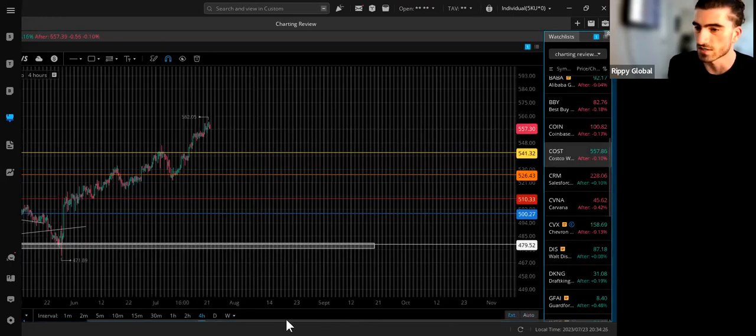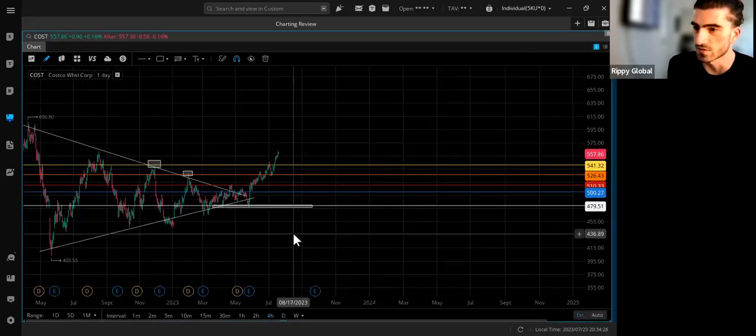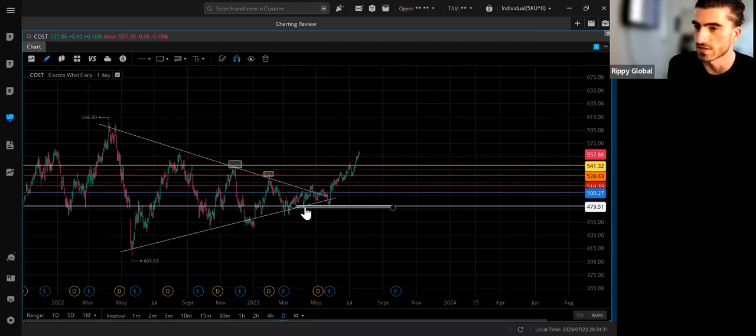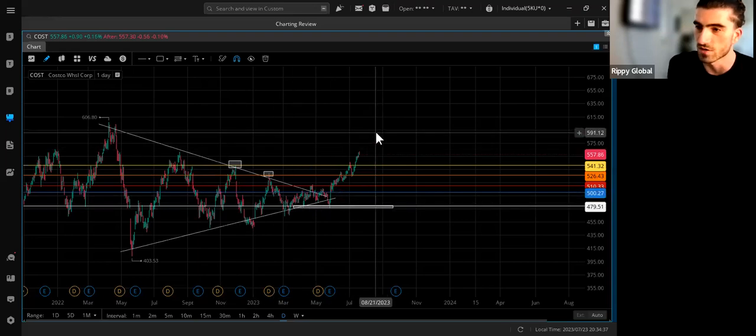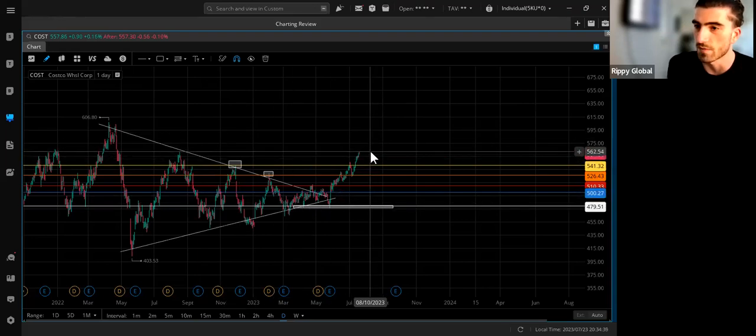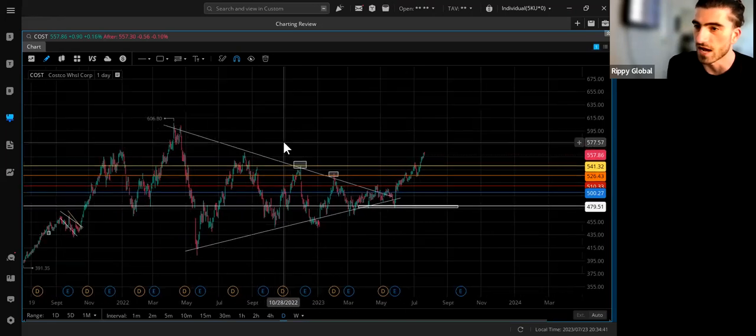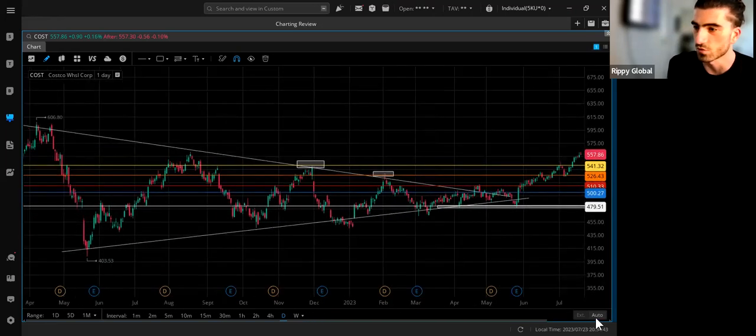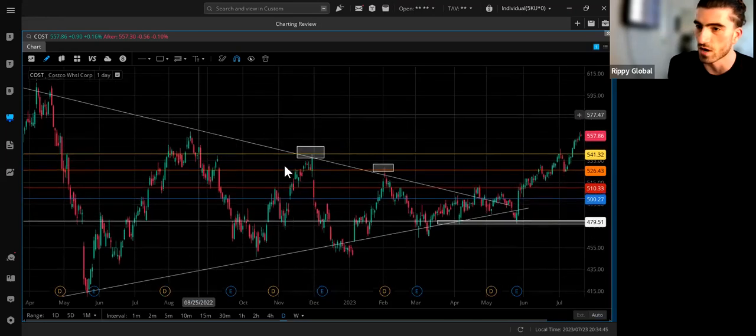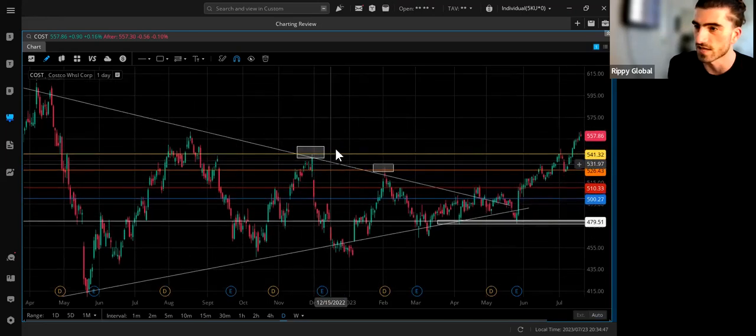Moving on to Costco now. Just like always, I'm going to start on the daily for the ones that may not know where it's sitting. We finally broke out of these lower highs and higher lows of this squeezing wedge that broke to the upside. At this point, I'm not going to say we're in no man's land, but I love to use historical levels on these lower highs, higher lows as support and resistance as it moves.